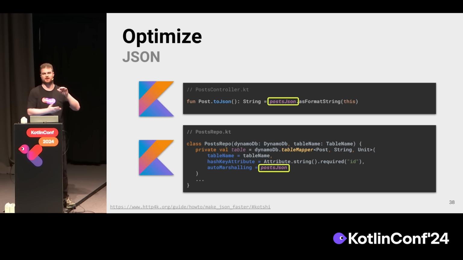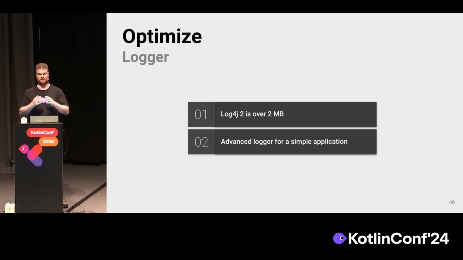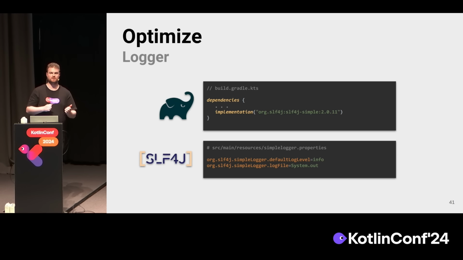Next is the logger. We might be using log4j too. And I was kind of surprised to learn that it's actually 2 megabytes, which doesn't really sound like much, but considering we're at 7 megabytes, we can eliminate a good chunk of our jar. And log4j may be great, but it's a little advanced for what we're trying to do here. We can probably get away with something much simpler, like Java util logging, or in this case, SLF4j simple. It requires a very simple configuration that you can put right in your resources directory, and it's going to shave off 2 megabytes. So I was actually kind of surprised how much of an improvement this made here.